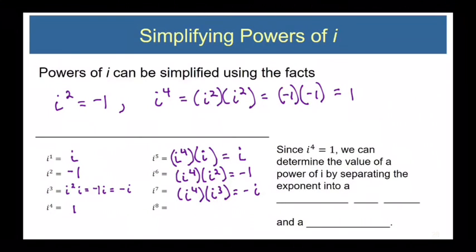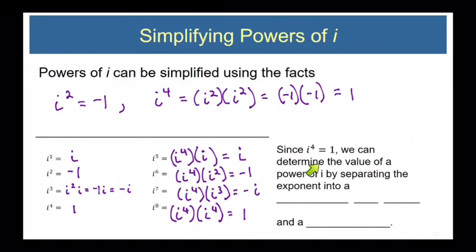And i to the eighth can be written as i to the fourth times i to the fourth, which is just 1. So you see the pattern here. It goes from i to negative 1 to negative i to positive 1, and then it goes back through the cycle. And if you go up another 4 powers, you'll go back through the same cycle again.